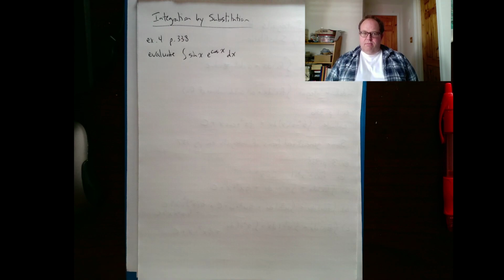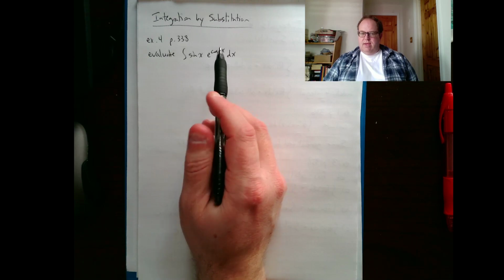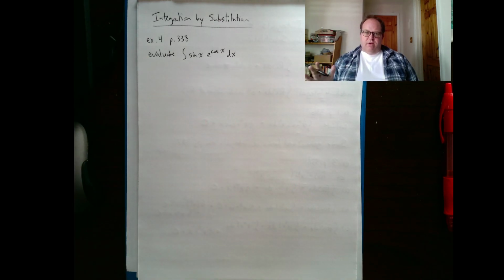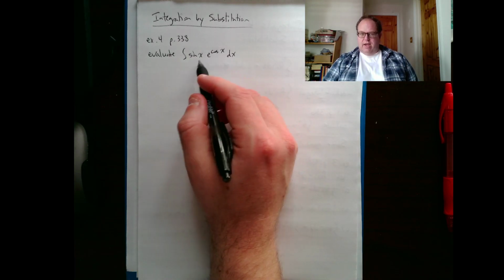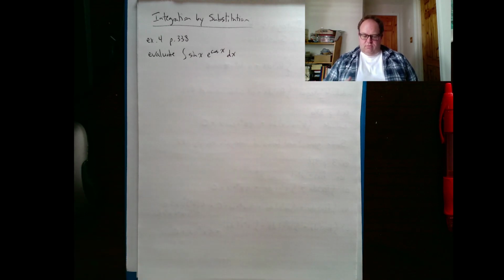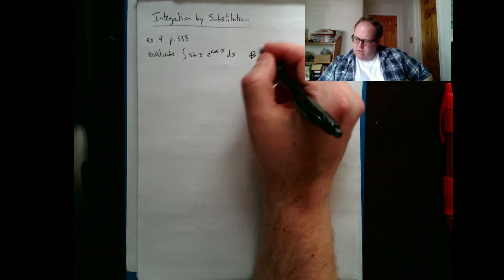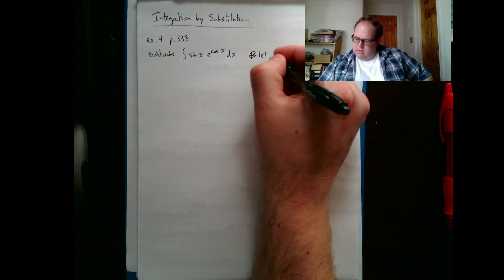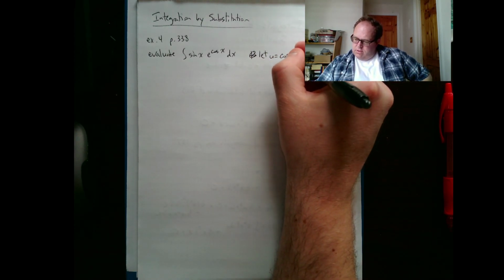Now, if you're thinking about integration by substitution, what you're trying to look for in your expression is a pair of things, one of which would be the derivative of the other. What jumps out to me in this case is cosine and sine. They are, in fact, one is a derivative of the other. So for a substitution, I'm going to let u equal cosine of x.